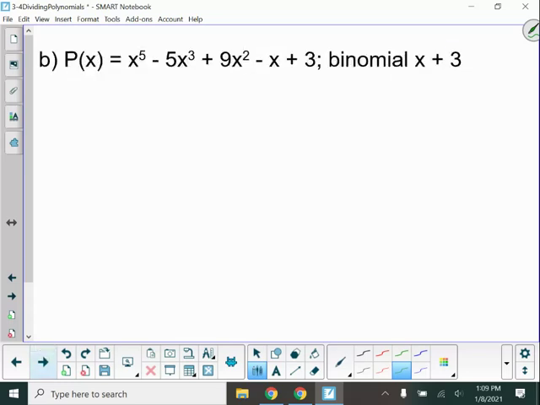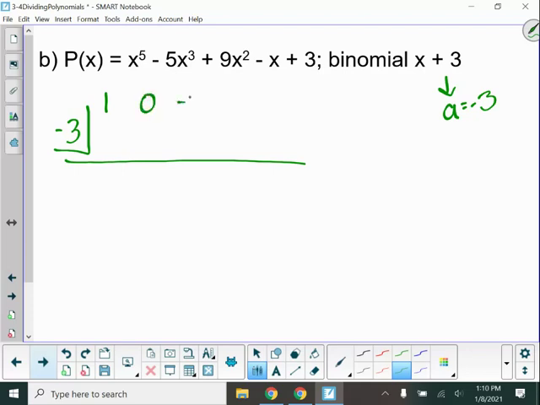And now we have this one, same kind of setup. My a value for this one is going to be -3. I'm going to put my coefficients, so I have my 1. Notice I'm missing an x to the 4th, so I have to put a 0 in there. Then I have my -5, my 9, my -1, and my 3.